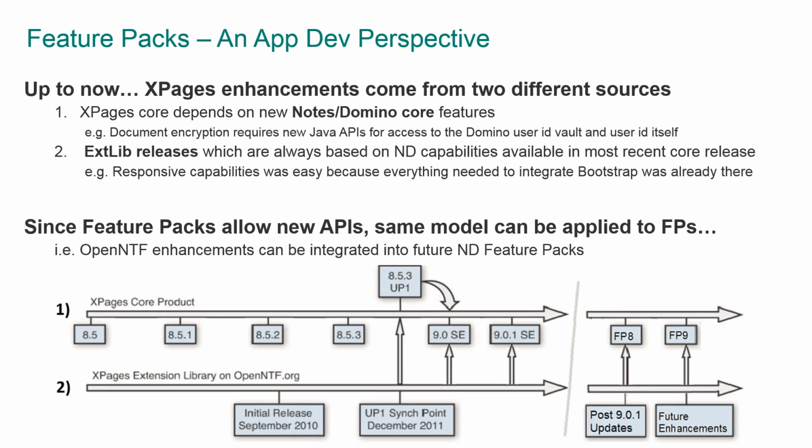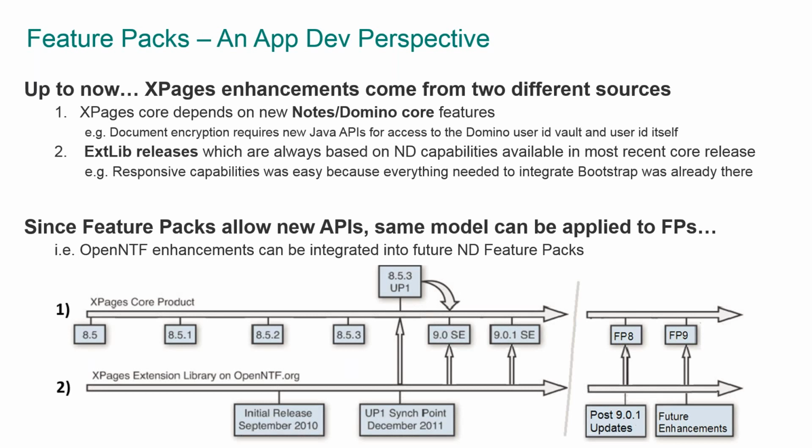So I was just taking an example of things we'll show you today. For example, document encryption that was intended for the 9.0.2 release because it required core changes at that time, APIs to get at the ID vault, etc. So those API capabilities went into Feature Pack 8, which meant that the XPages encryption, decryption document capabilities that build on top of that also went into Feature Pack 8, whereas traditionally we wouldn't have had that ability because we were always dependent on a major release.